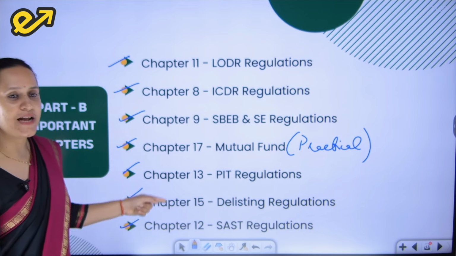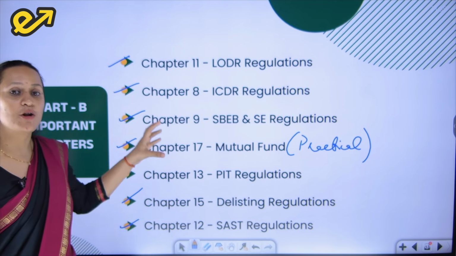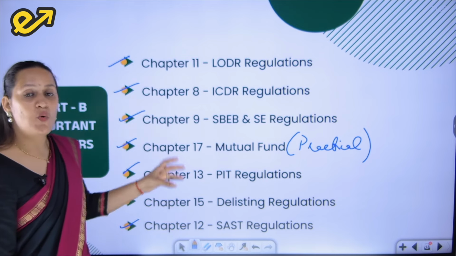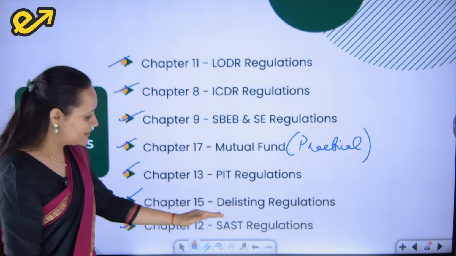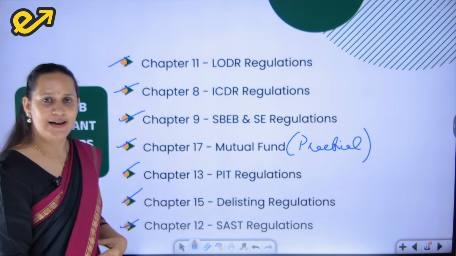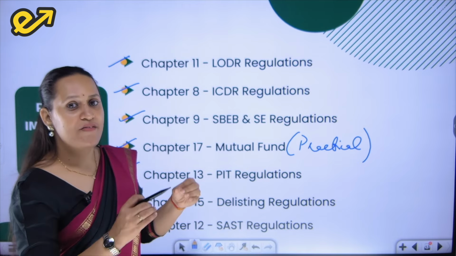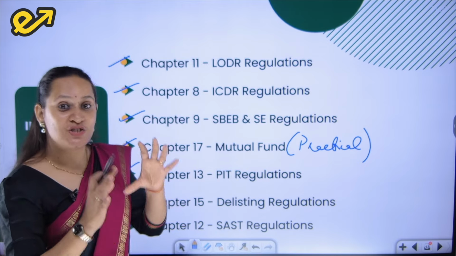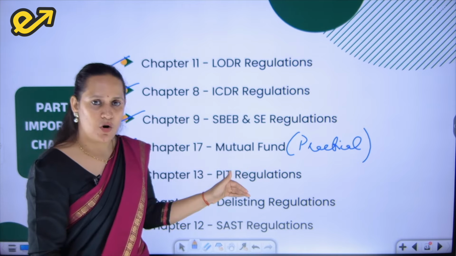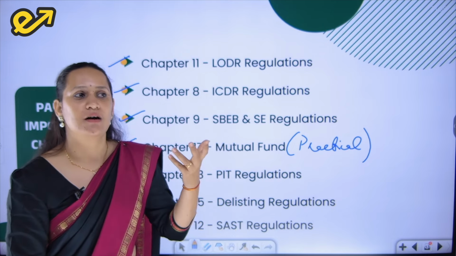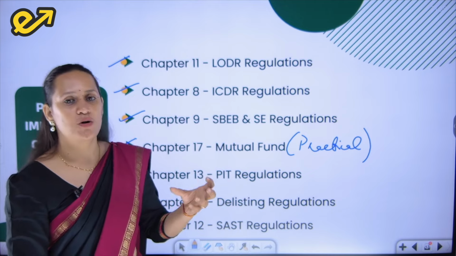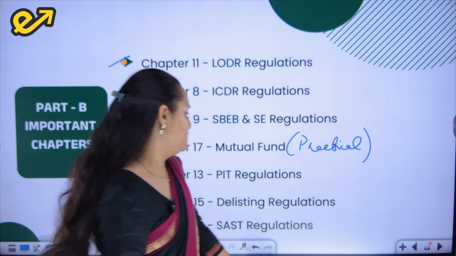Again, I have interchanged the chapters because this is in the order of priority. What carries more weightage, I have put over and down. SAST carries lesser than LODR regulation. So again, I have given on the basis of the weightage. It does not mean that you have to study in the same order. You have to study all these chapters. It can be as per your own understanding, as per your own plan of action.